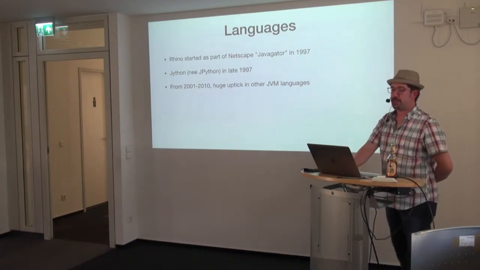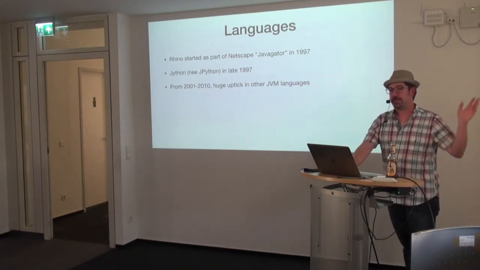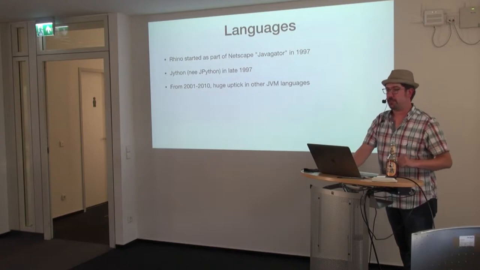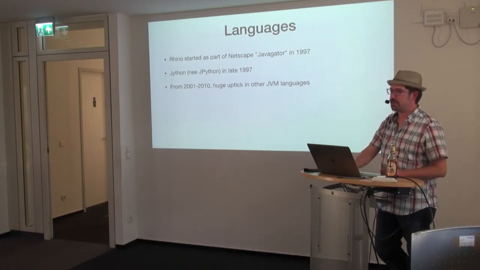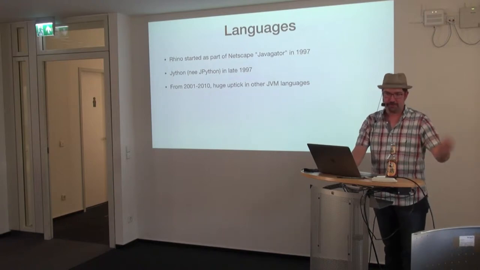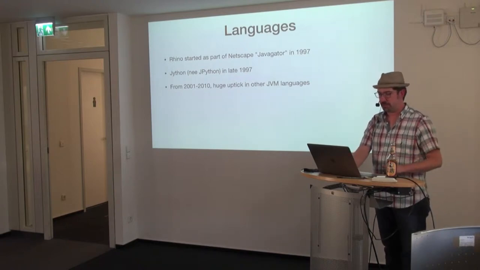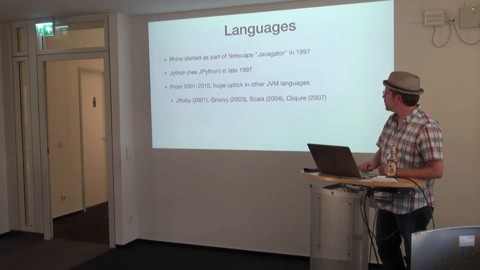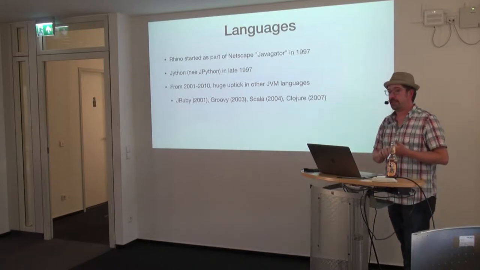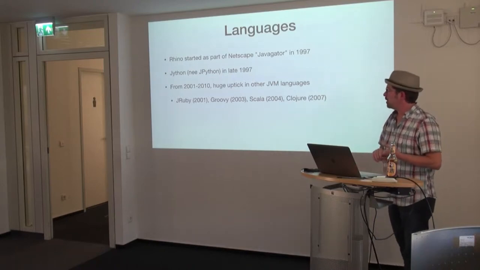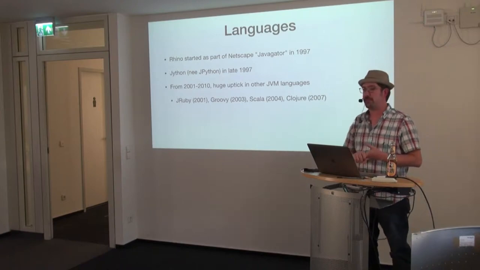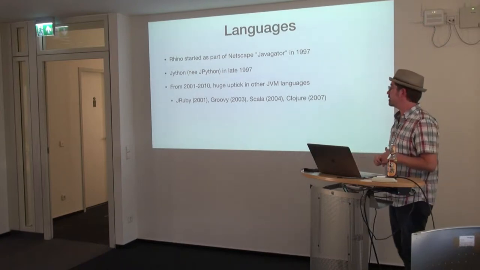So in the early 2000s, huge uptick in languages, tons of languages being implemented. I think the total number of languages on the JVM is like 300-something now. And of course, that's like 5 JavaScripts and 5 Rubies and other stuff. But JRuby was one of the earlier ones, actually. It started in 2001, 4 or 5 years before I even got involved with it. They were working on this.